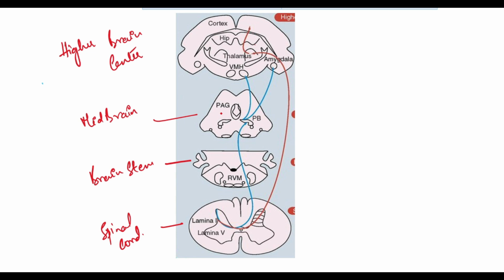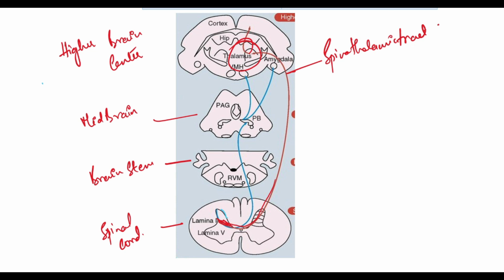Okay, so the red tract that you see here is from the superior dorsal horn here. It crosses all the way and it relays in the thalamus. So this is your spinothalamic tract.